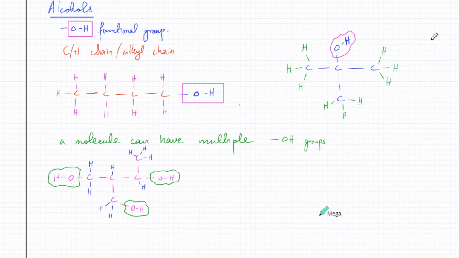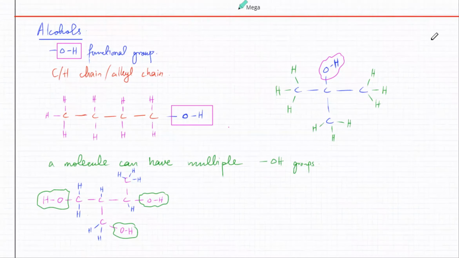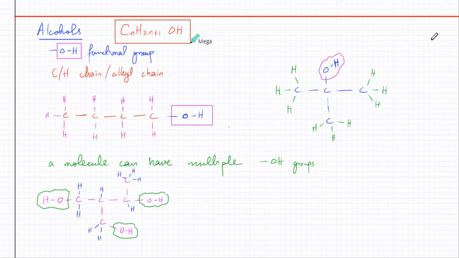Next, there's a general formula of alcohols, and that general formula is CnH2n plus 1 OH. That's your general formula. That general formula is for the simplest alcohol. And remember, n is usually the number of carbon atoms. So for example, if I take that general formula and apply it to this molecule, n is the number of carbon atoms. So CnH2n plus 1 OH.